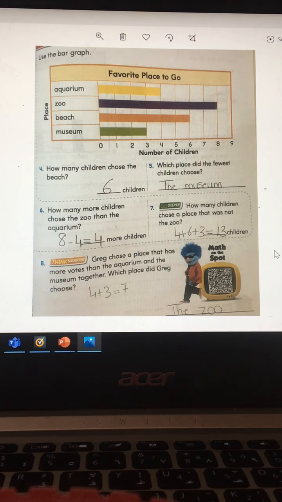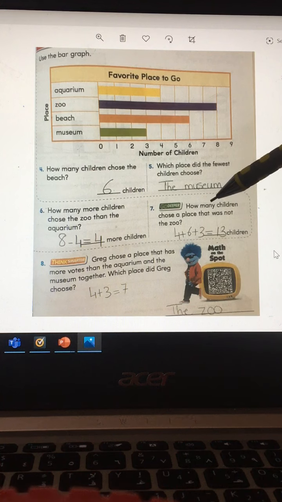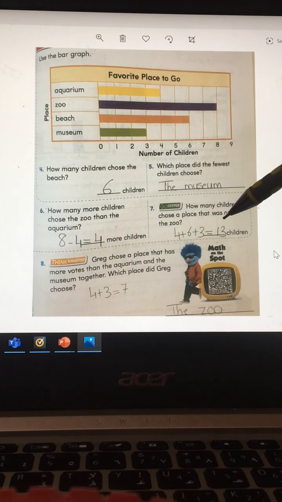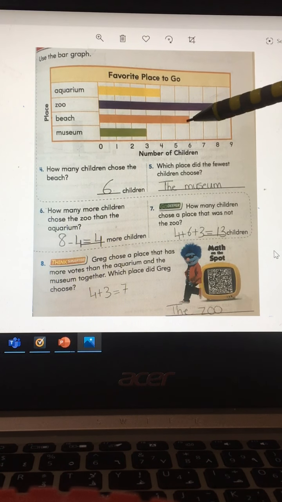Question number 7. How many children chose a place that was not the zoo? Please pay attention to this question. How many children chose a place that was not the zoo? So I'm going to look over the 3 other places that I have. I'm not going to count the zoo because he is asking how many children chose a place that was not the zoo. So I'm going to count the 3 other places that were chosen by the children. What are the 3 other places? The aquarium, the beach, and the museum.